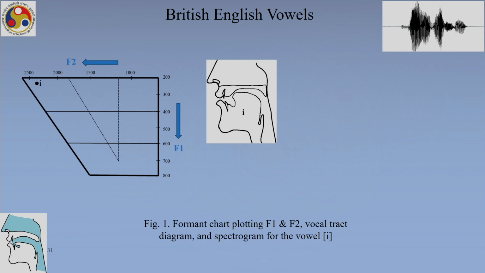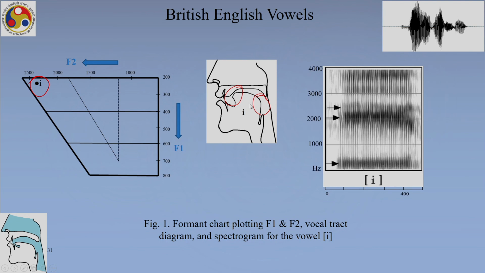So, let us take the vowel E. This is the British English vowel E, and we can see that the tongue position is raised towards the front part of the mouth. So, we see a little bit less space there, while the pharyngeal cavity is wide and the front cavity is narrow. What happens when we get this particular combination of resonating chambers?